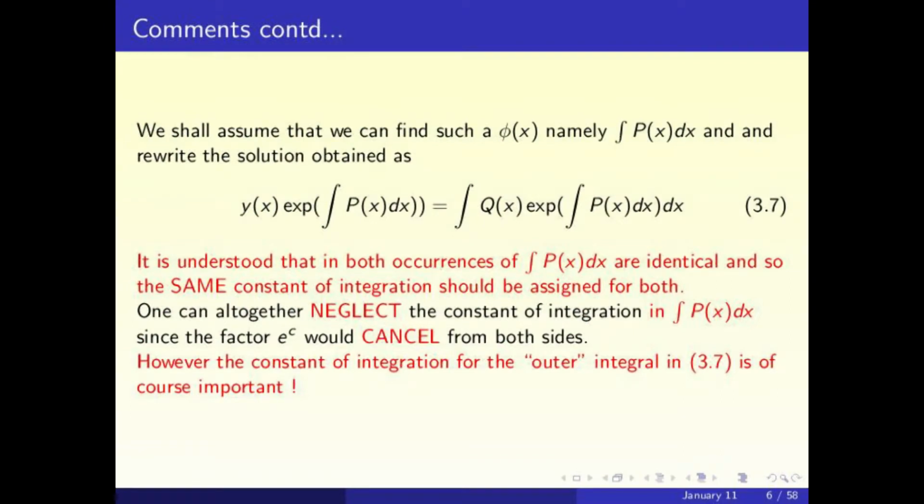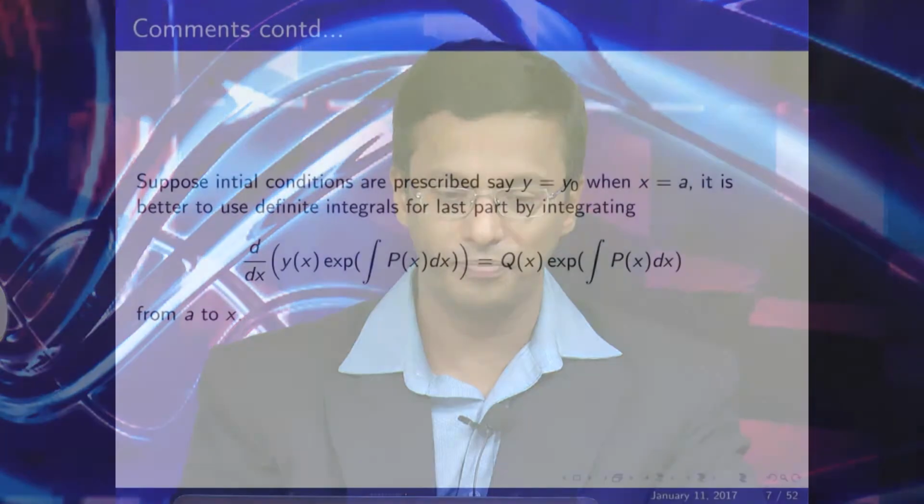However, on the right hand side of 3.7, when we compute the integral with the qx term thrown in, the outer integral in 3.7, so to say, there the constant of integration is very important. The final integration on the right hand side of 3.7, the constant of integration is very important. Well, all this may sound a little complicated, but I assure you that it's not, because when we start solving the problems, you will get the hang of it very quickly. So don't worry about it. It's not as complicated as it appears to be.